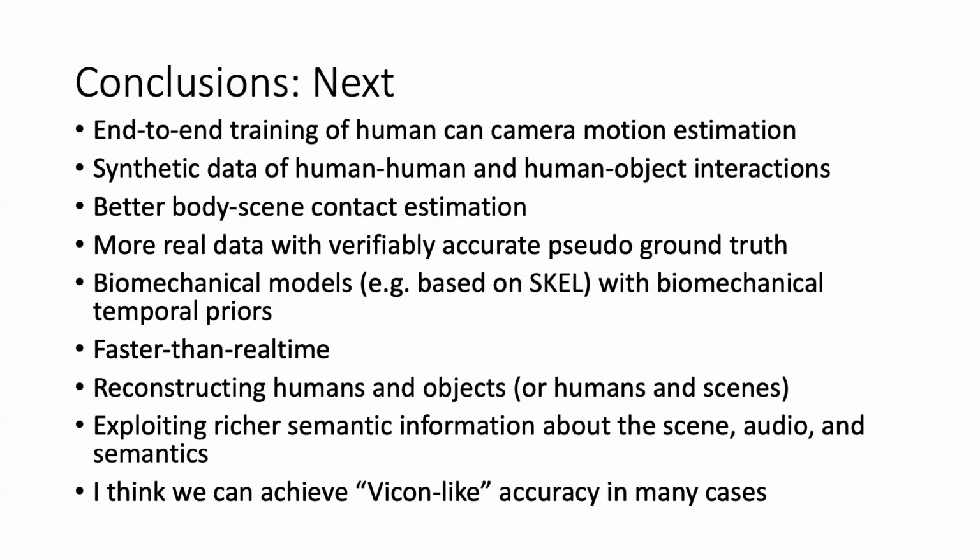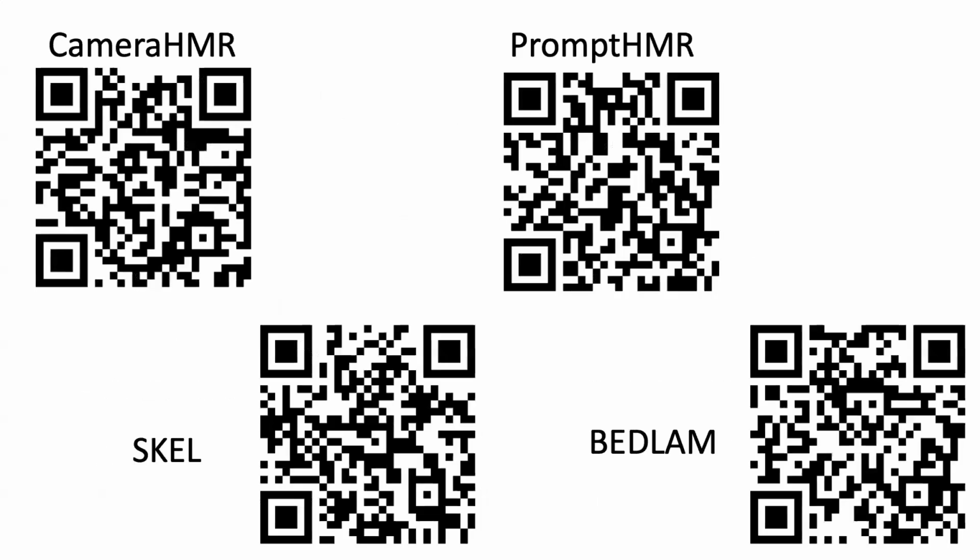And I think we can exploit a lot. Prompt HMR is just a step in the direction of exploiting much more rich information about the scene and what's going on in it. And I actually think from monocular video, we can get to something like Vicon accuracy in many cases, not in all cases.